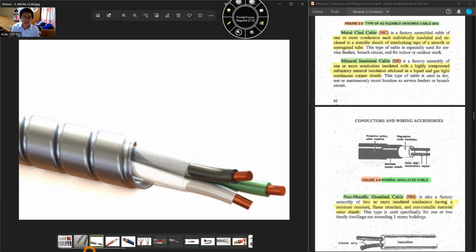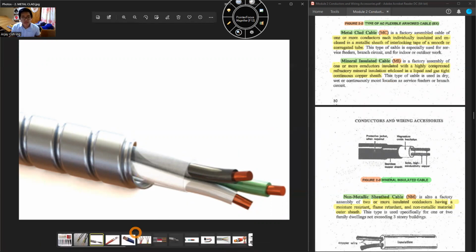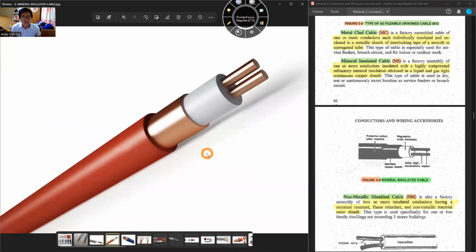So what does it look like class? This. The most unique characteristic of the mineral insulated cable is this. Do you see it class? The whole tube, this whole thing, is the insulator. It is a mineral. More or less, what kind of mineral is this?